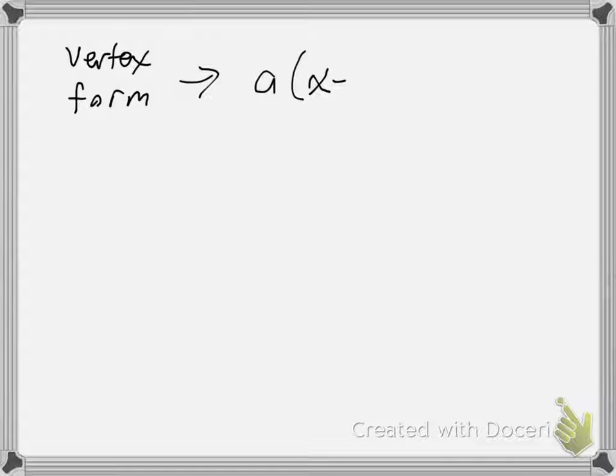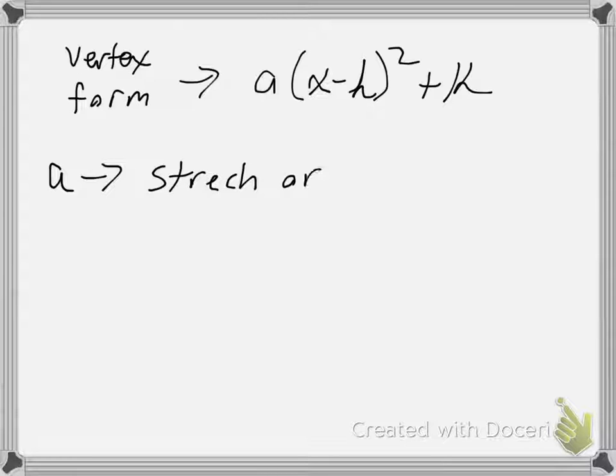We're going to start with our vertex form again. I'm going to rewrite that. It's a times (x minus h) squared plus k. Some random letters. So a is a stretch or a shrink.